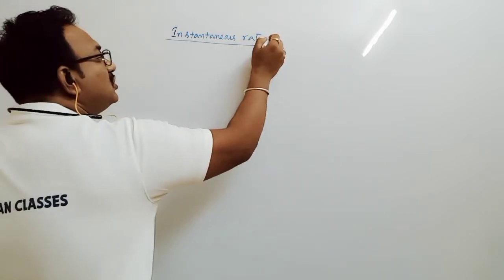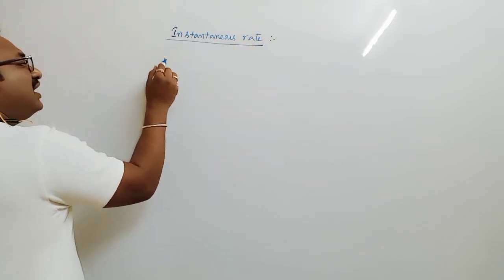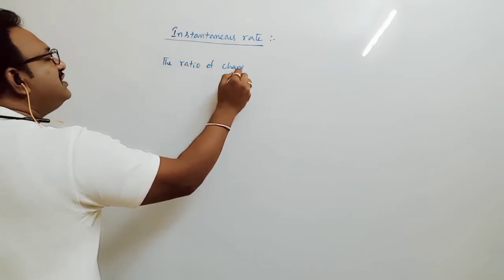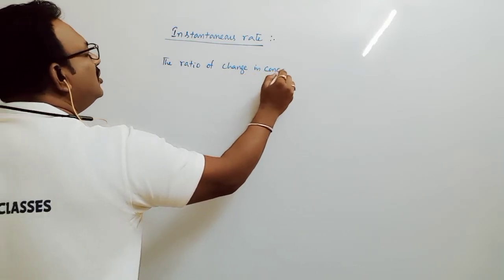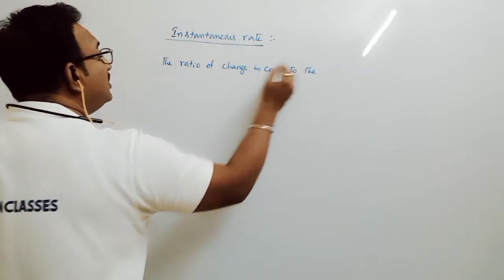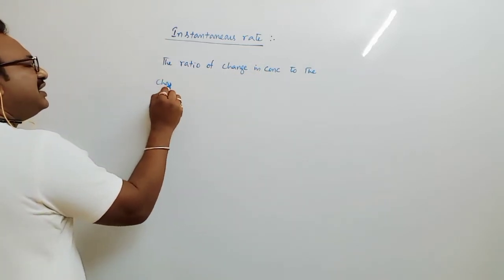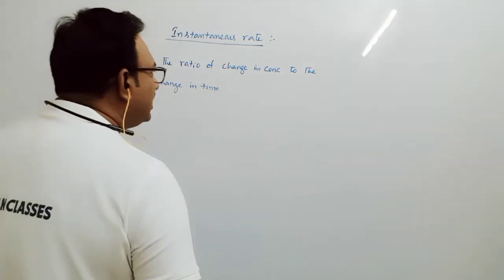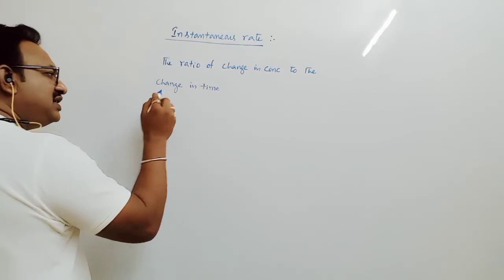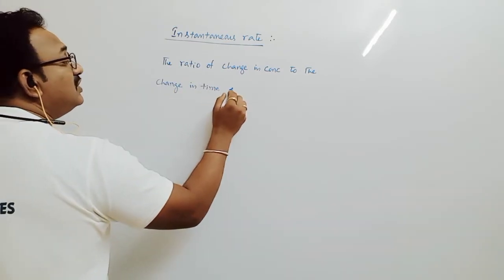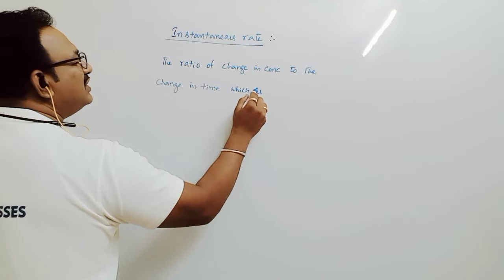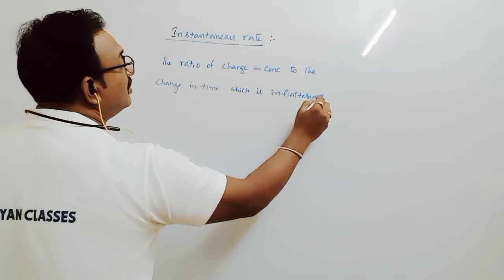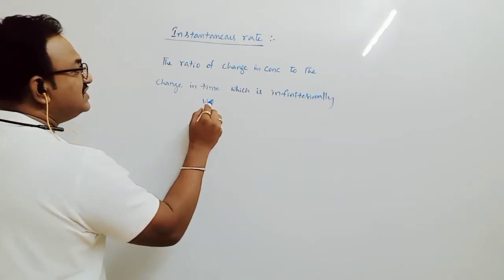Okay. So ये कैसे define कर सकता है? So ये the ratio of change in concentration to the change in time, which is infinitesimally very small.